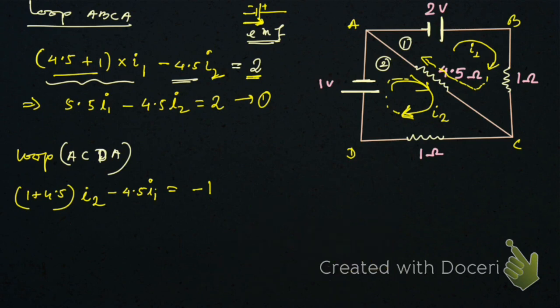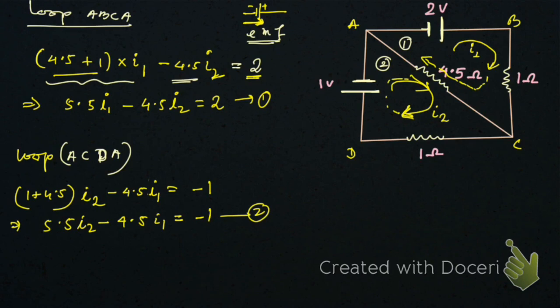So just let me cut this. This is equation number 2. Now let us solve this equation number 2. Just wait, let me simplify more. This one will be 5.5 I2, then minus 4.5 I1, is equal to minus 1. This is equation number 2.